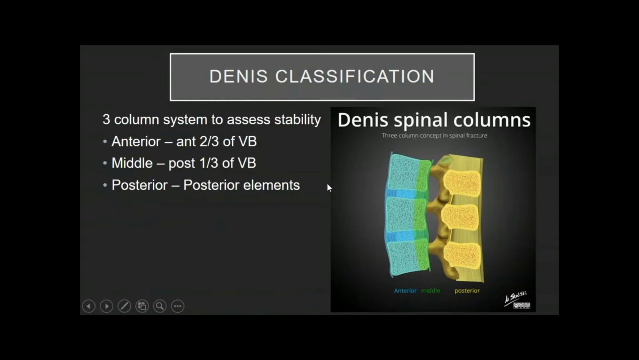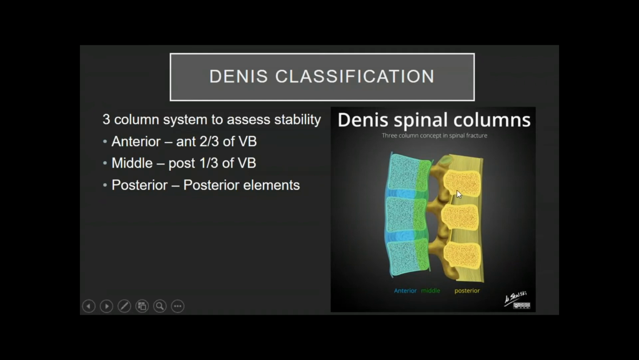Okay, so this is a classification, and this is what we would consider an old school classification for spine trauma. This is the DENIS classification system. And DENIS used the idea of the spinal lines, those alignment lines that we've been talking about, and turned them into essentially a strategy for figuring out whether a fracture is stable or unstable. So he came up with a 3-column system.